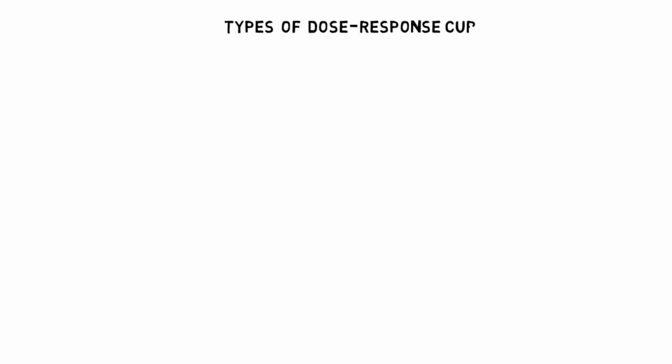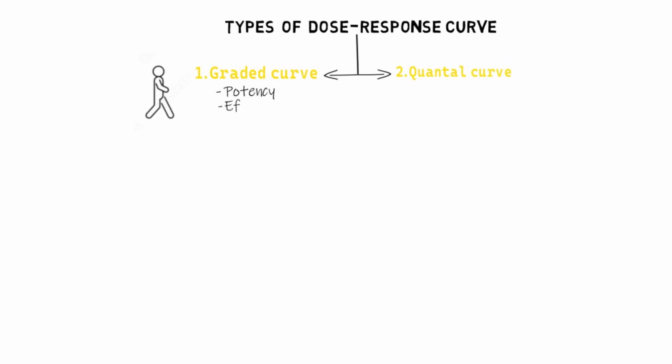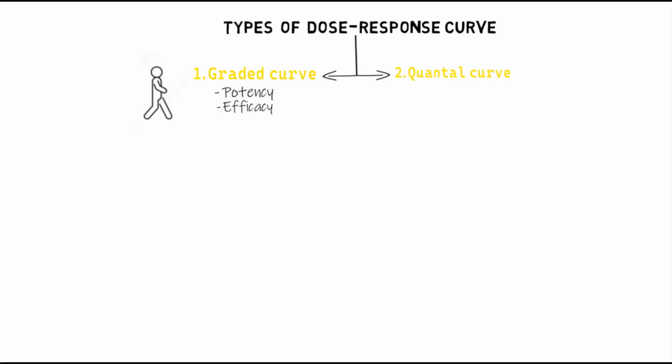And there are two types of the dose-response curve. We have the graded and Quantal dose-response curve. Graded curve demonstrates the effect of various doses of a drug on an individual, and it's important to note that this one has to do with individuals. And in this curve, there are two important parameters to take note of. These parameters are potency and efficacy. So in this context, we define potency as the concentration at which the drug elicits 50% of its maximal response, while efficacy is the maximal effect of a drug when all available receptors are occupied.